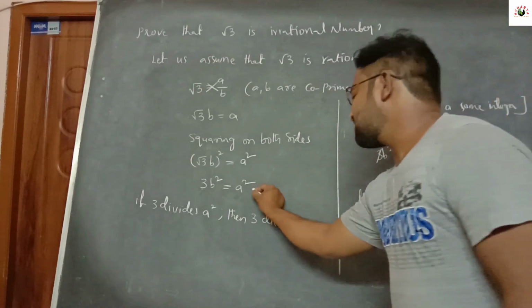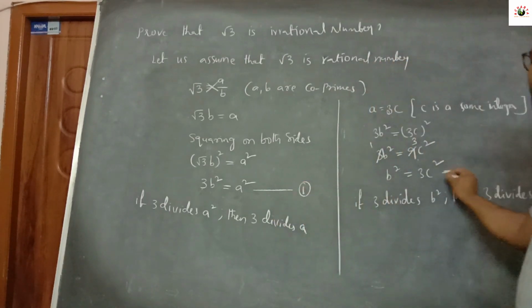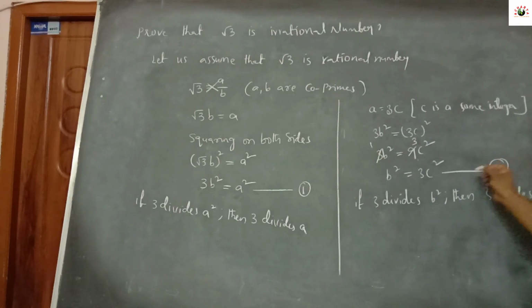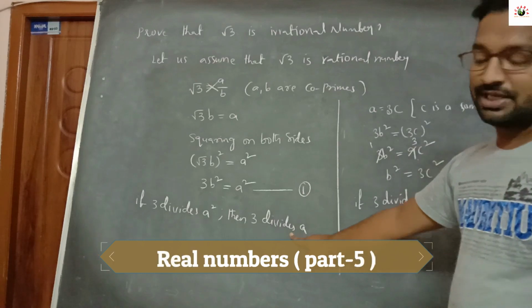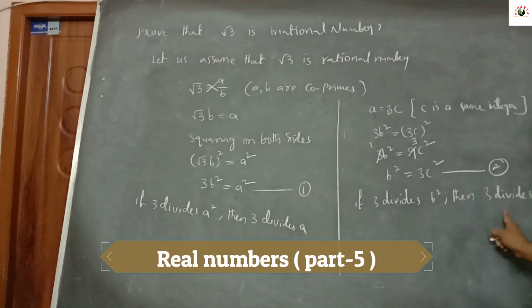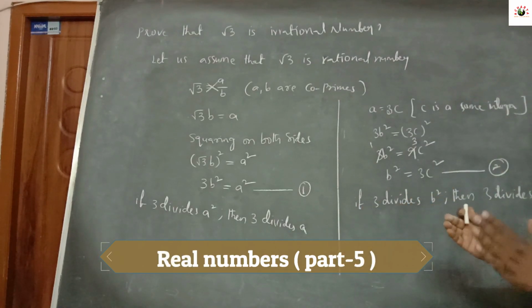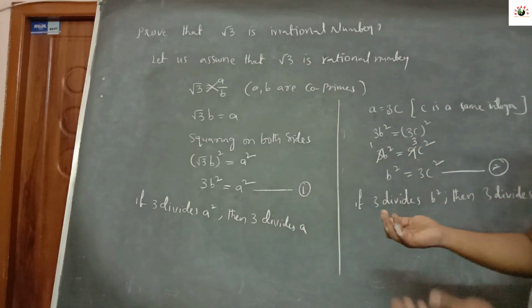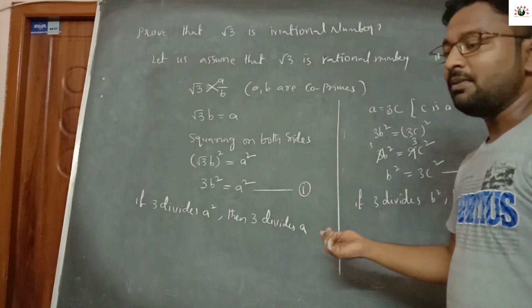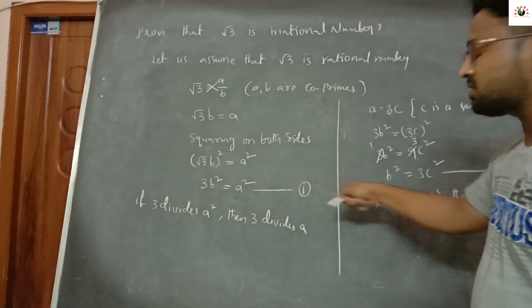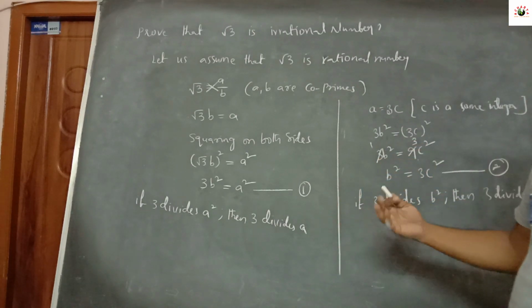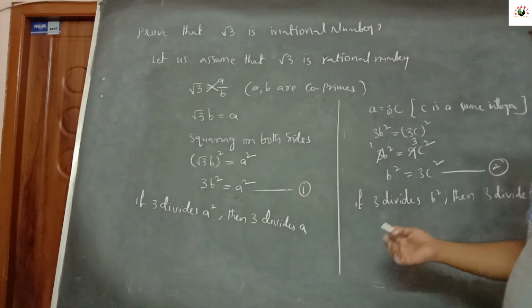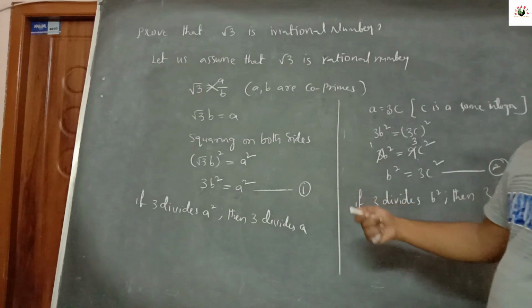According to the first statement and the second statement, once observe the first and second statement. Here 3 divides a square, then 3 divides a. Here 3 divides b square, then 3 divides b. So here 3 is a common factor of both a and b. So according to these two statements, a, b are not co-primes. This is a contradiction.